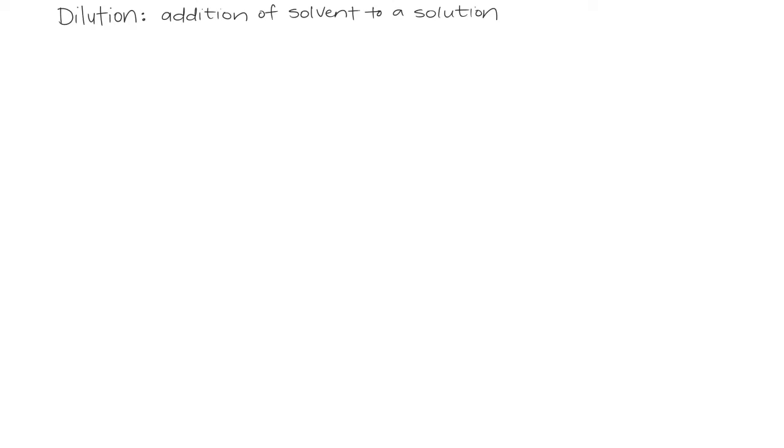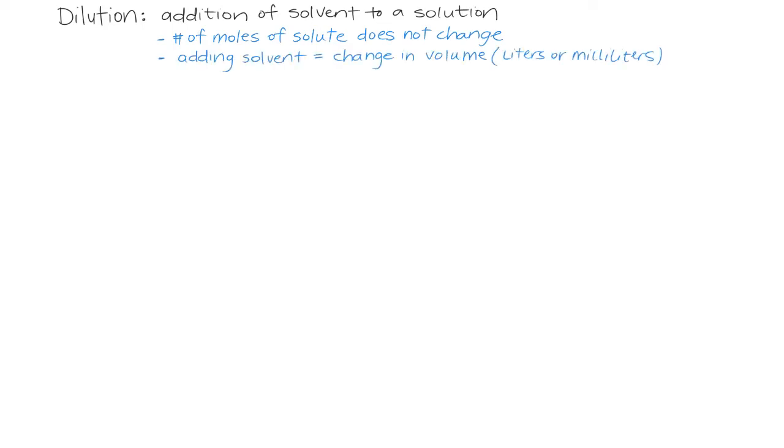Dilution occurs by the addition of a solvent to a solution. In many cases, the solvent is water. There are a couple of things to keep in mind when we talk about dilution. First, the number of moles of solute does not change. This is because we're only adding solvent. This causes a change in volume, which is generally measured in liters or milliliters.